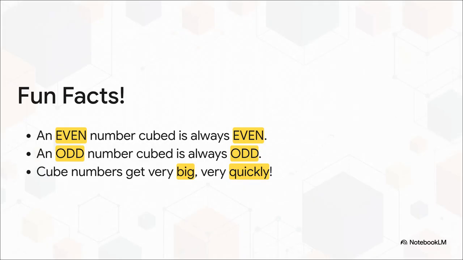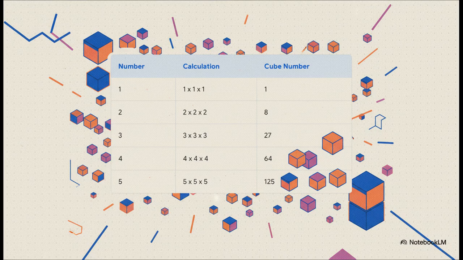Here are a few neat little patterns for you. If you cube an even number, the answer is always even. If you cube an odd number, the answer is always odd. Simple enough, but the most mind-blowing thing is how fast these numbers get huge. This is what we call exponential growth, and it's why a box that's just a little bit bigger can hold so much more stuff. So here's a handy little chart with the first 5 perfect cubes.